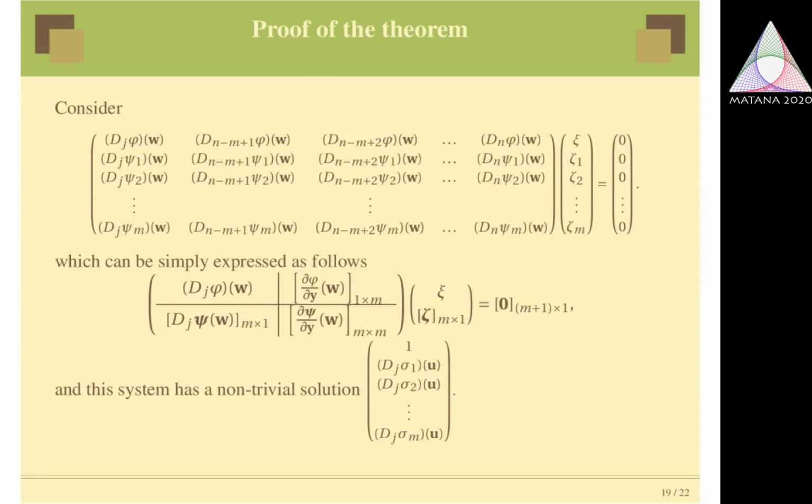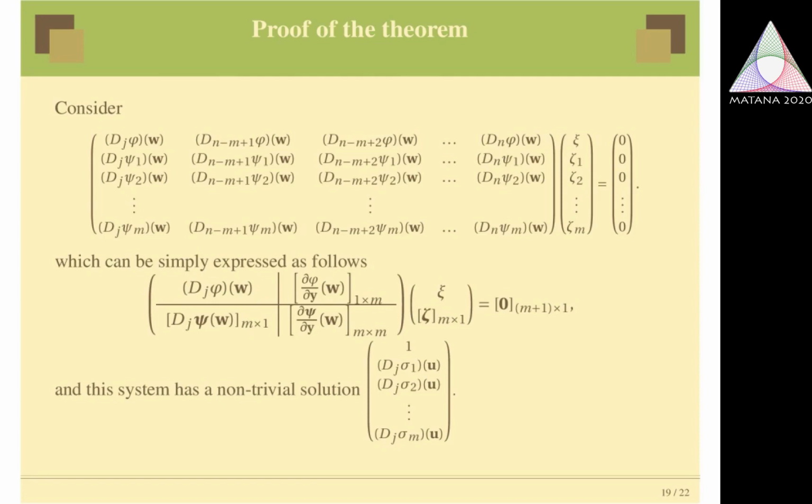This can be simply expressed in the block form. This matrix has 4 blocks. The top left entry is ∂_j φ at w, and the top right is ∂φ/∂y evaluated at w, which is a row matrix. The bottom left is a column matrix which is ∂_j ψ evaluated at w, and the bottom right is a square matrix of order m cross m, having the entries ∂ψ/∂y evaluated at w.